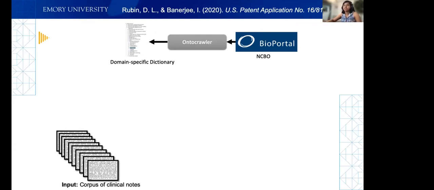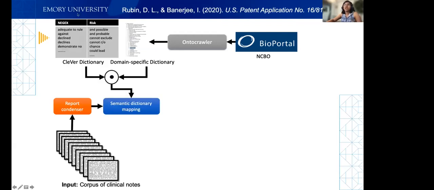Then we developed a report condenser, which is a standard NLP pre-processing step that reads the report, cleans it, and condenses it. We also have a clever dictionary which stores all the regex-related terms, the risk-related terms, the affirmation terms, and their synonyms. It is also created through a distributed semantics approach. Finally, we use both the clever dictionary and the domain-specific dictionary to create a semantic dictionary mapping. This step reads the free text reports and replaces each term with the root term so that we normalize the language space.